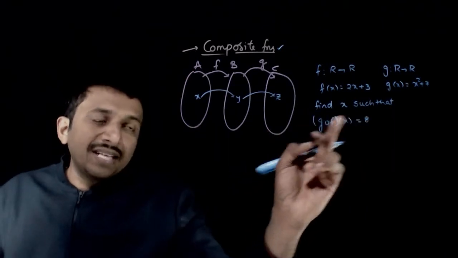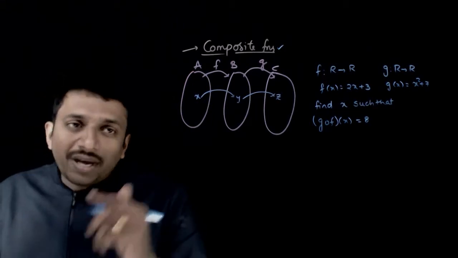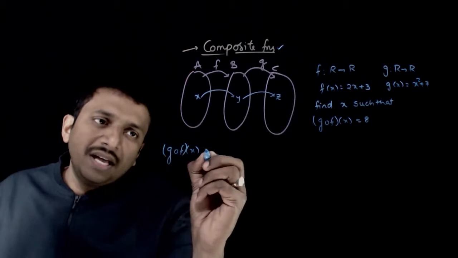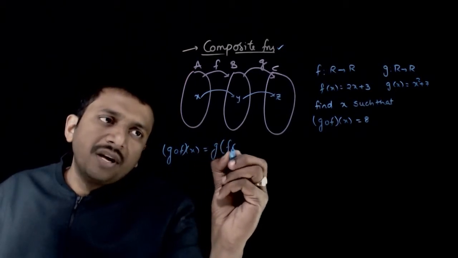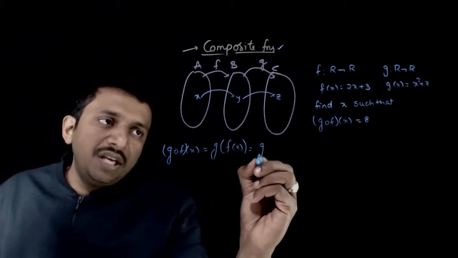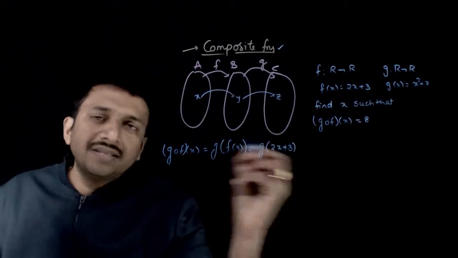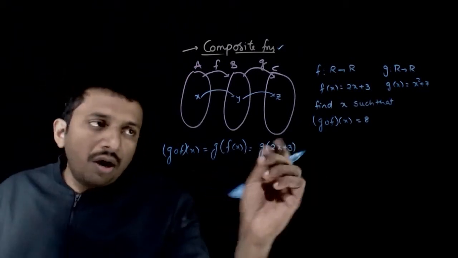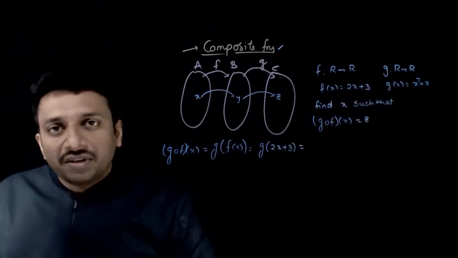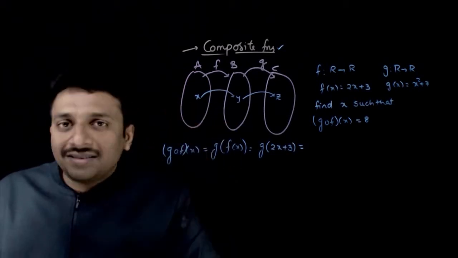Now you need to find x such that GOF of x is equal to 8. By the definition that we have learned, GOF of x is nothing but g of f of x, right? So what is g of f of x? G of f of x is given as 2x plus 3. So g of 2x plus 3 is nothing but, so g of x is x square plus 7. That is, if x goes inside g, it squares that number and adds a 7.